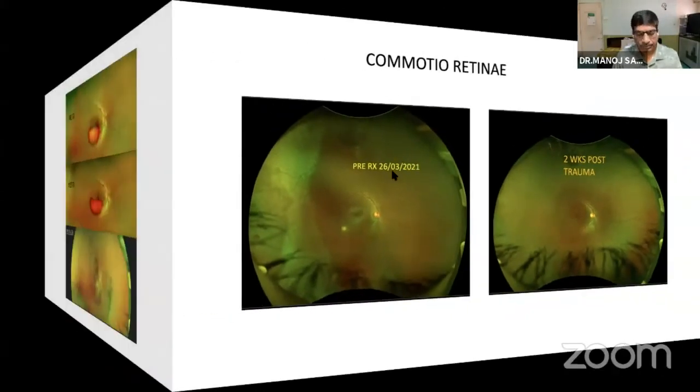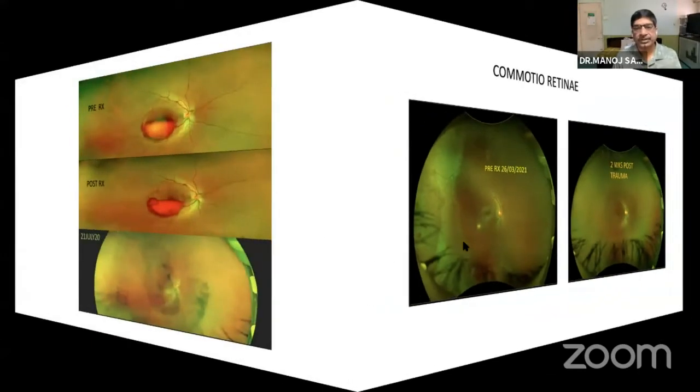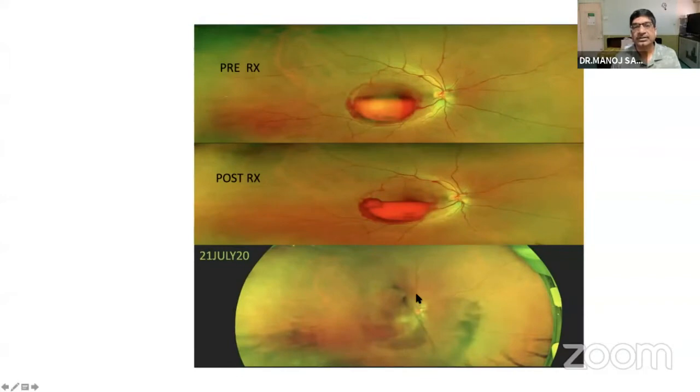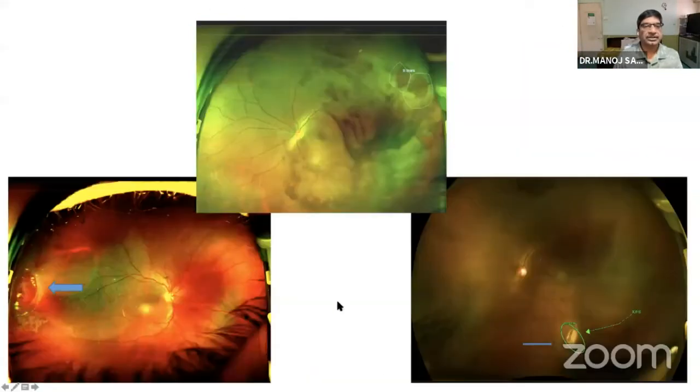This is a case of post-traumatic subhyaloid hemorrhage, post-drainage. You can see the sequential photographs, and you can also document and review your own treatments. There are other cases, retinal detachment cases and trauma cases also. Here you can see a choroiditis case. The retinal tear has been seen, and retinal and choroidal edema is there.